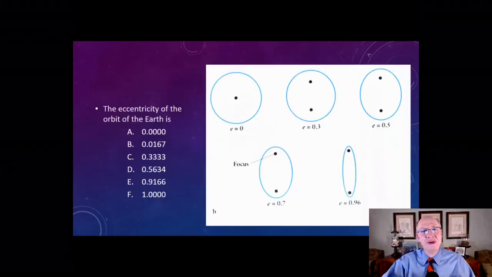All right, so go out and answer this question in the lecture exercises. What is the eccentricity of the Earth's orbit around the sun? Is it exactly 0, the Earth is in a perfectly circular orbit? Is it very small, 0.0167? Is it a moderate eccentricity like this of about 0.3? A higher eccentricity of about 0.5, or really eccentric down here, 0.9, or something else? So go out to the lecture exercises and answer this question.